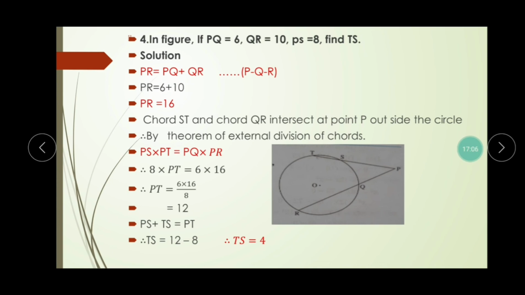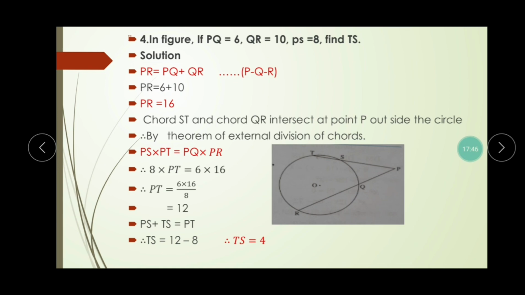Now ST is the chord. And this chord is intersecting at point P. Which chord? ST and chord QR are intersecting at point P, meaning they intersect externally to the circle. So which theorem are we going to use? We are going to use the theorem of external division of the chord. So what is that theorem? That is PS into PT is equal to PQ into PR.